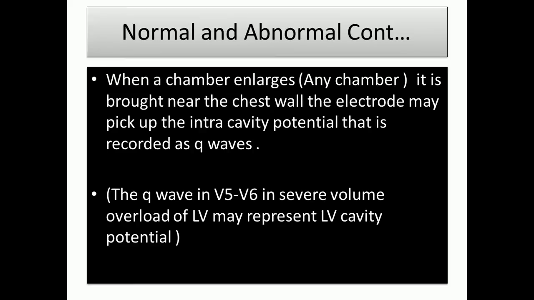When any chamber enlarges, it can bring it near the chest wall and near the electrode, and the electrode will record the intracavity potential as a QS. In left ventricular hypertrophy, the left side of the heart comes near the chest wall, and V5 and V6, that is the left precordial leads, will record the QS and augmented potential. It should not be mistaken for left lateral wall infarction.